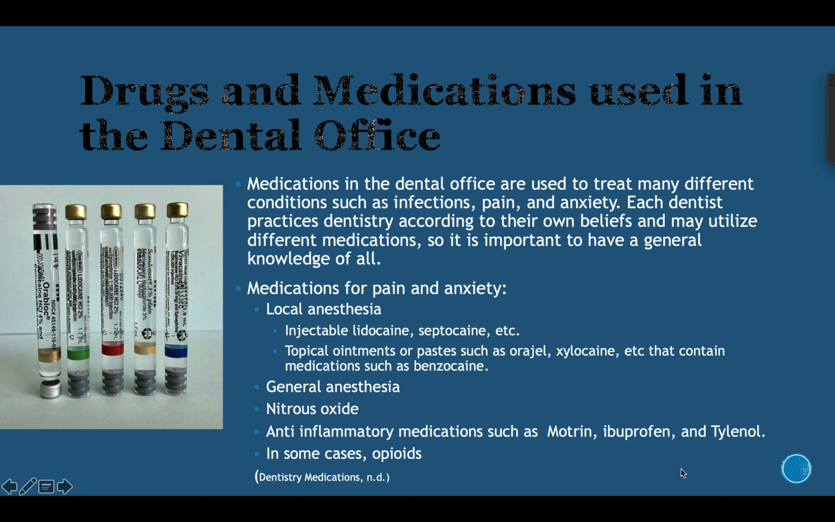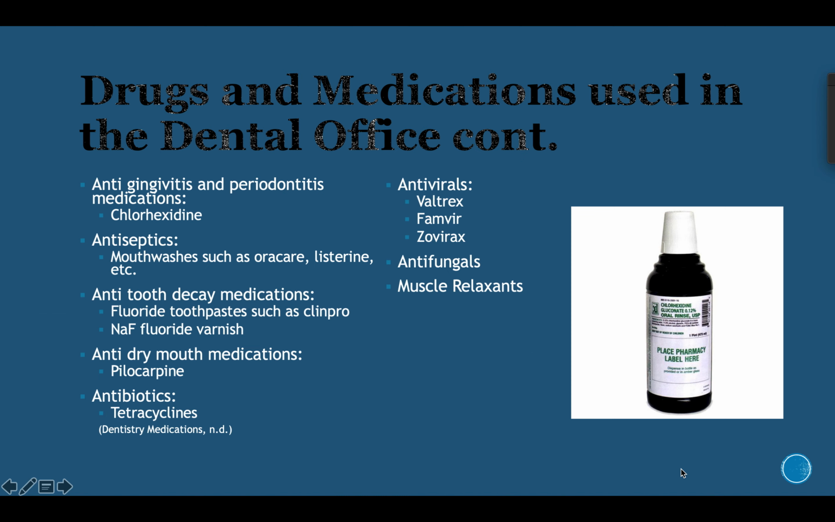So these are the medications for pain and anxiety. Of course, we use local anesthesia. We've got injectable lidocaine, Septocaine. We have the topical ointments as well. General anesthesia, more commonly used in the oral surgeon's office. And as always, nitrous oxide. We always have those patients that are very, very nervous. And very, very commonly, anti-inflammatory medications, Motrin, ibuprofen, Tylenol. We see that all the time. And in rare cases nowadays, opioids can be used as well.